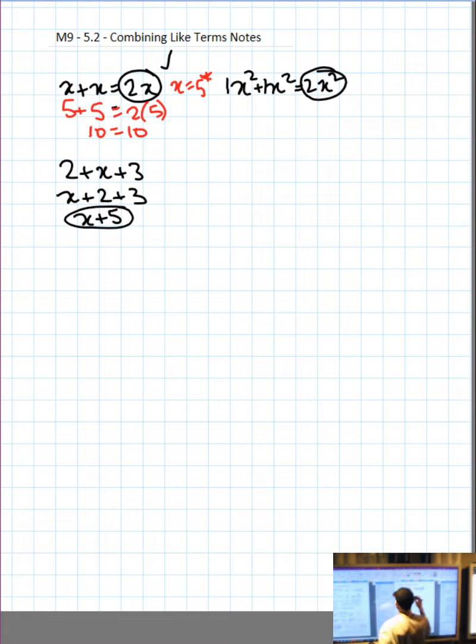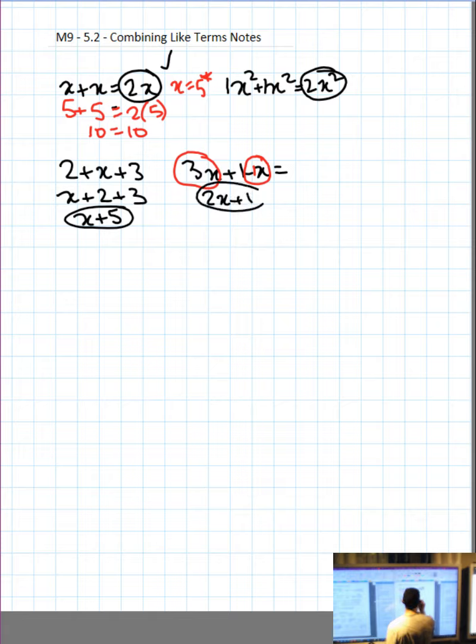Combining like terms. 3x plus 1 minus x equals, well, I could rearrange the order of the terms, but let's not this time. I'm going to circle my like terms: positive 3x and negative 1x. Put a 1 in front of the x if you like. 3x minus 1x is 2x. And then we still have a plus 1 that we haven't touched.